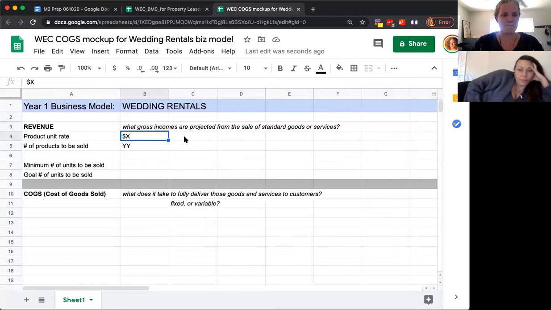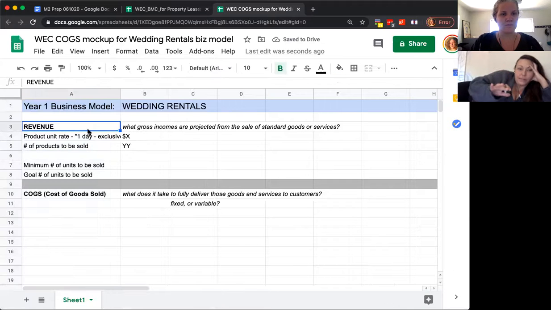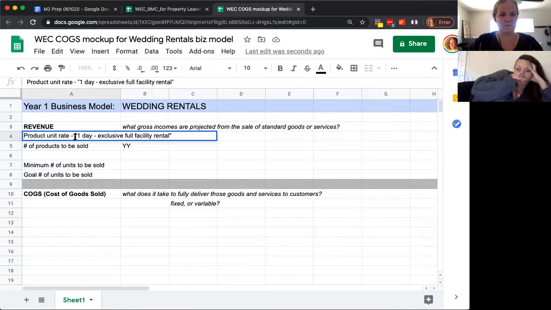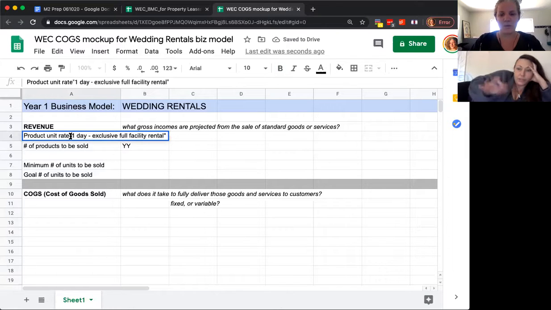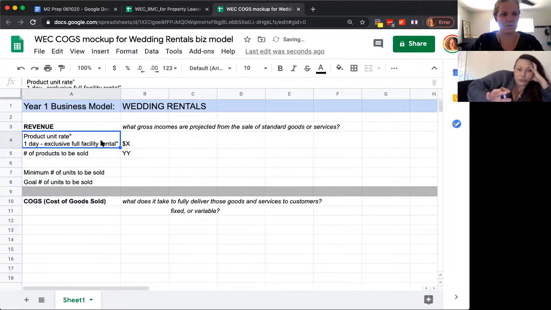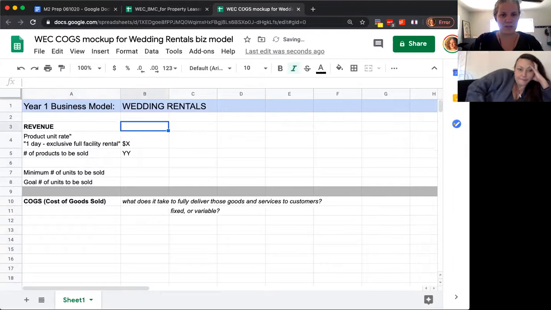So, looking at probably an exclusive full facility rental, one day. And I think that maybe we keep it simple here, but I think that we could look at like 4-hour chunks or 5-hour chunks versus overnights. I think we might be able to offer that as an additional type of product or unit. Great. Okay. Well, let's make different spaces for that. I'm going to just delete this little thing. I'm going to say 1 day, and then you also said hours. Could you say that again?